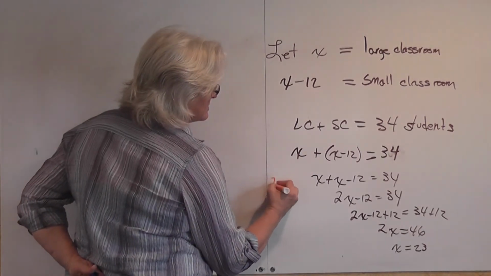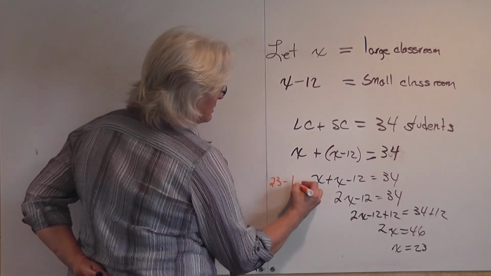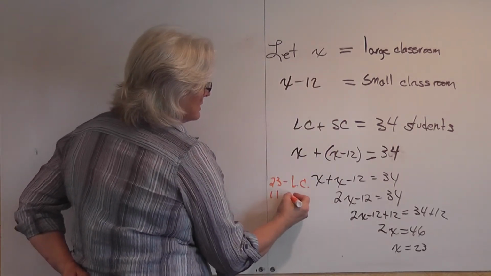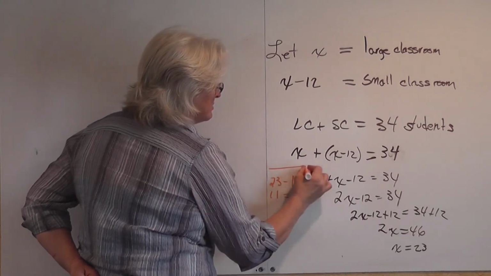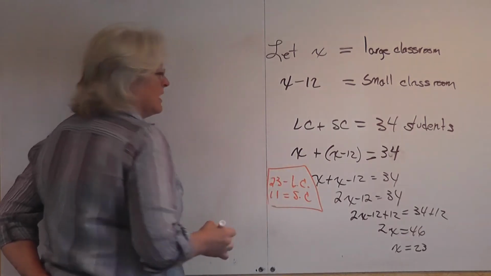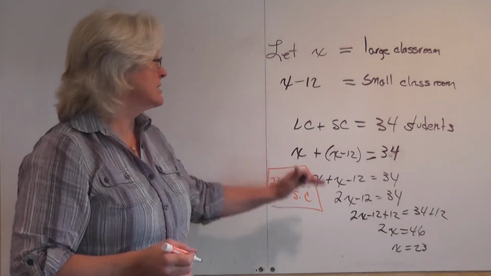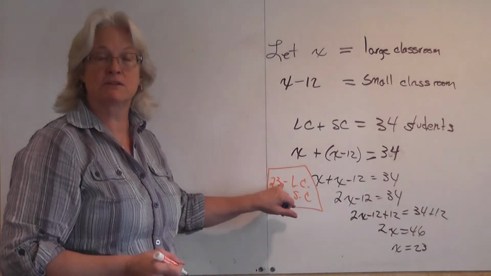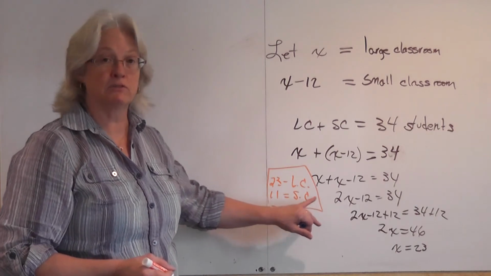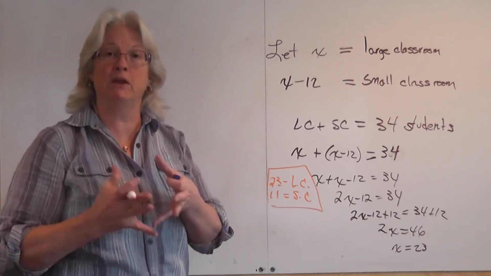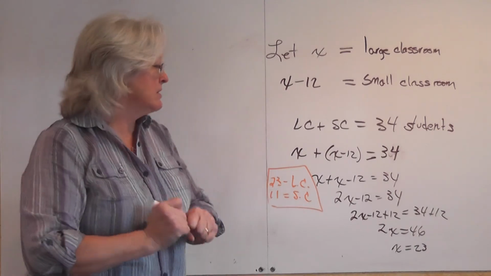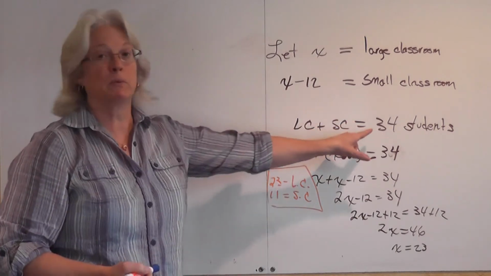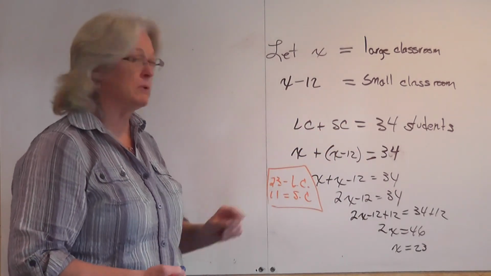So, x is 23 in the large classroom. 23 minus 12 is 11 in the small classroom. I abbreviated it this way because I ran out of space, but the answer to the problem then would be that the large classroom has seats for 23 people. The small classroom has seats for 11 people, and we know that's true from the information that they gave us in our problem, because it said that when you combined the students from both classrooms, you ended up with 34 students, and 23 plus 11 is 34.